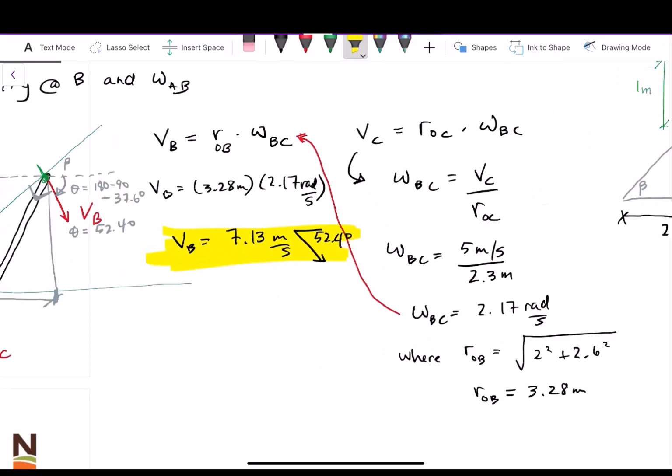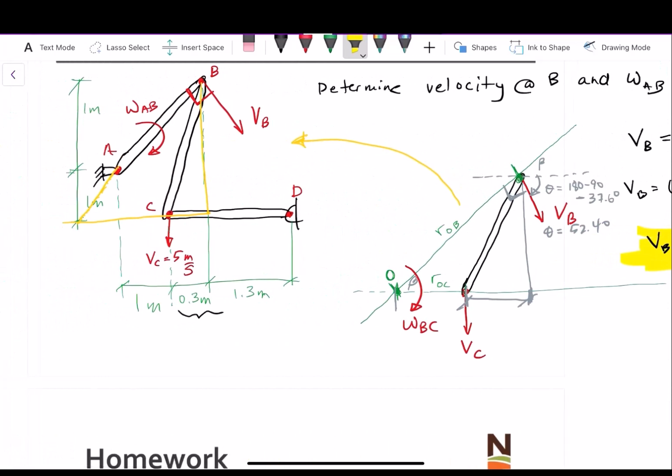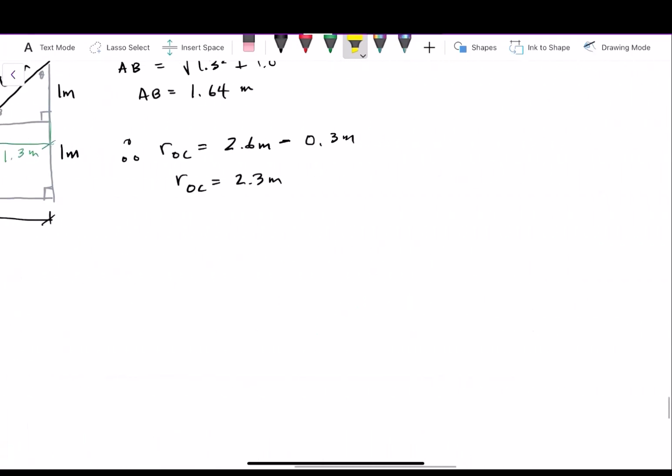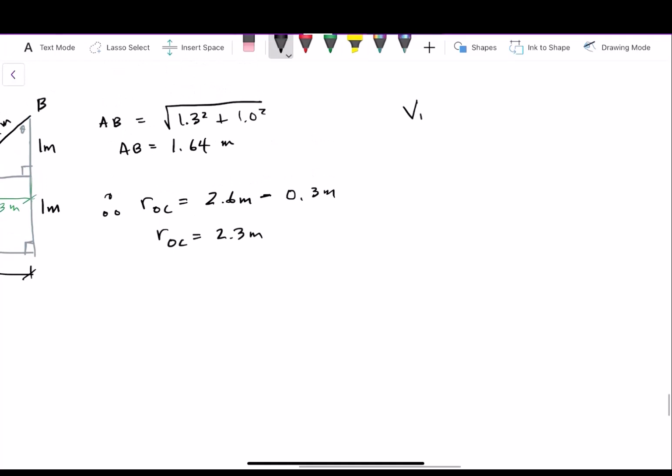So let's finish off this problem. We have omega AB defined. Now that we have velocity at B, omega AB should be pretty straightforward, right? So I'm going to go down to the end here and I'm going to say that VB, again, just using the same equation, that conversion between linear and angular velocities, it would have to be RAB times omega AB. And that's what we're trying to solve for, omega AB, right? So omega AB is equal to VB over RAB.